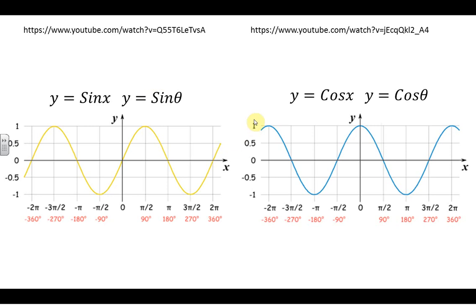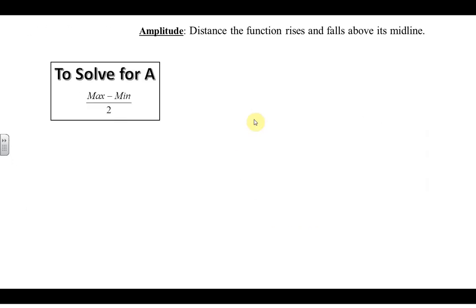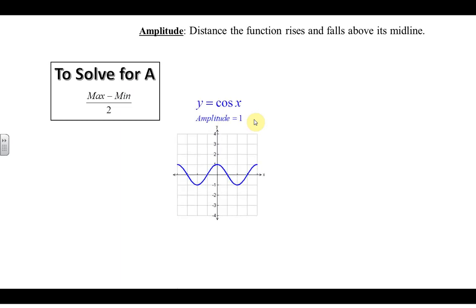So here everything comes. There are the waves. That's what they look like. Now, AFP. A is a coefficient, and it represents the amplitude, the distance the function rises and falls above its midline. What's a midline, you ask? It is essentially a line that bisects the graph. We're going to show a couple different examples so you can see it.